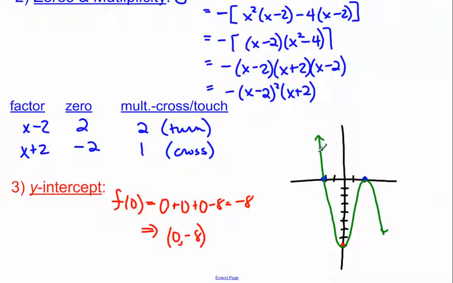We know we had to start from the up, and we're crossing at the negative 2, finding our y-intercept, coming up, and we're going to just hit our x-intercept of 2 and then turn around and end up in the downward direction.